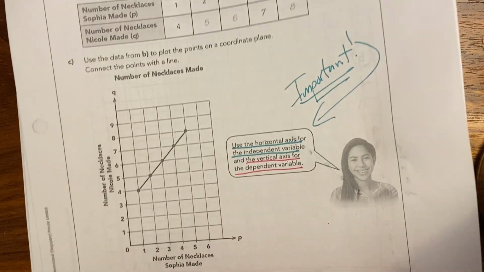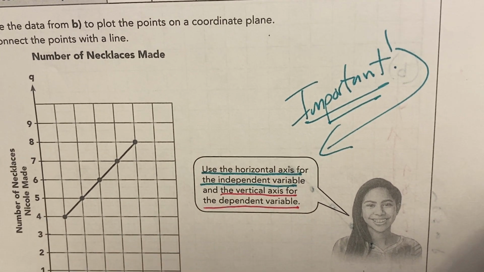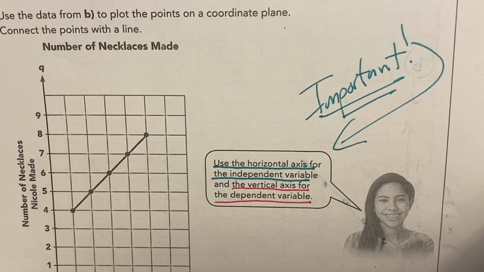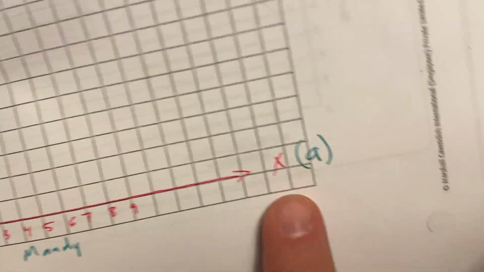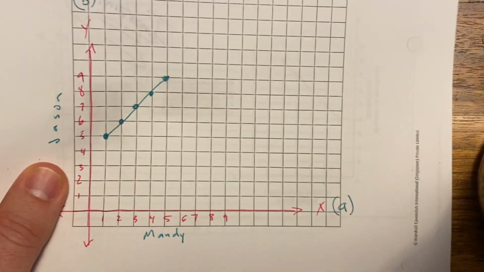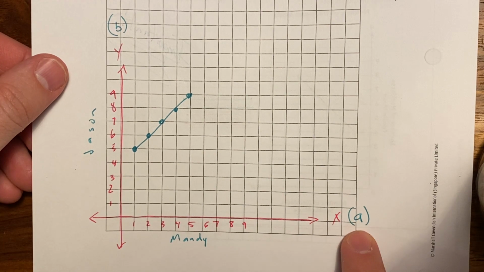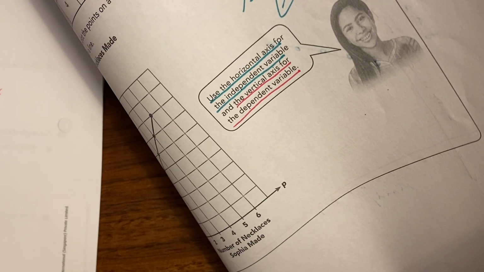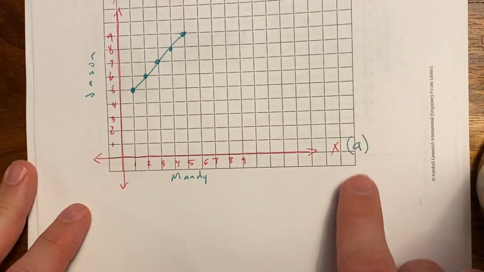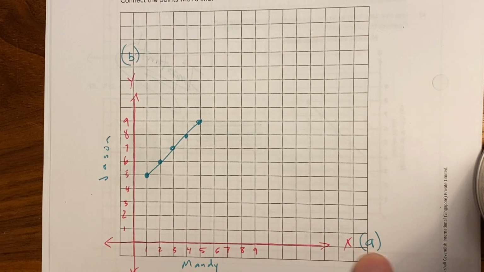This is important. The horizontal axis is for the independent variable, vertical axis is for the dependent variable. You'll notice that'll come into play here. Like instead of X, I put the A there on this next page to show that is the independent variable. I want to check that. Horizontal is independent. Yes, horizontal is independent. Vertical is dependent upon whatever happens here.